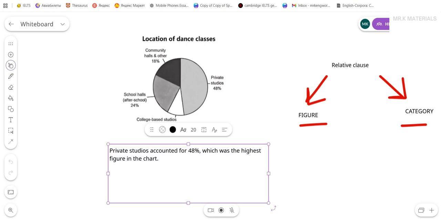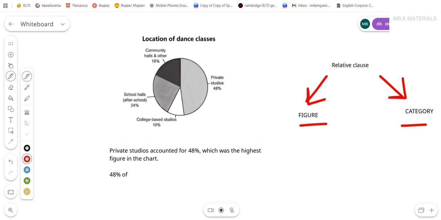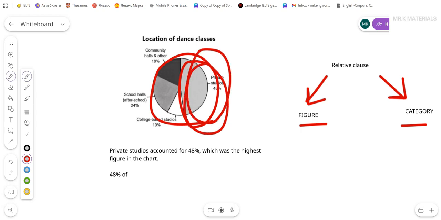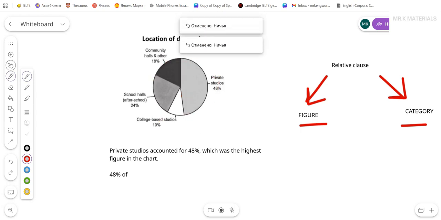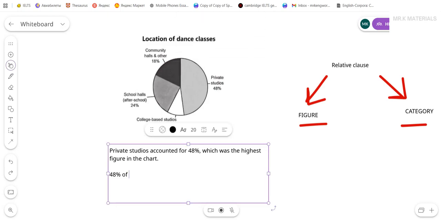So I have to put private studios in the end, right? So how does it go? 48% of what? Not private studios, of dance classes. This is all dance classes. This is a part of dance classes, right? 48% of dance classes were conducted, so they like happened, проводились, were conducted in private studios.